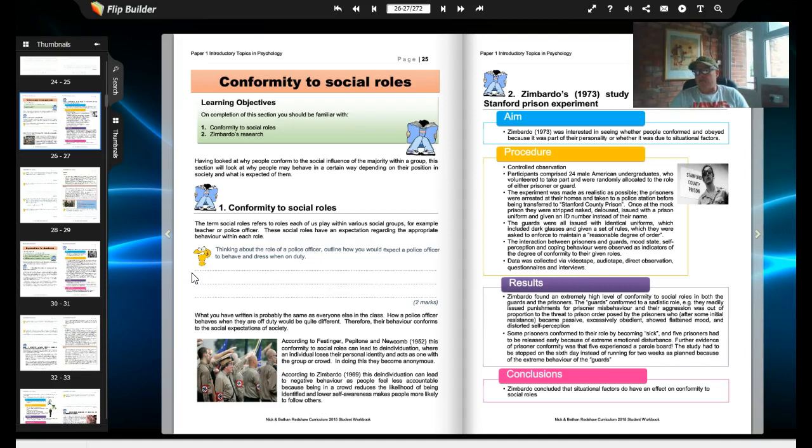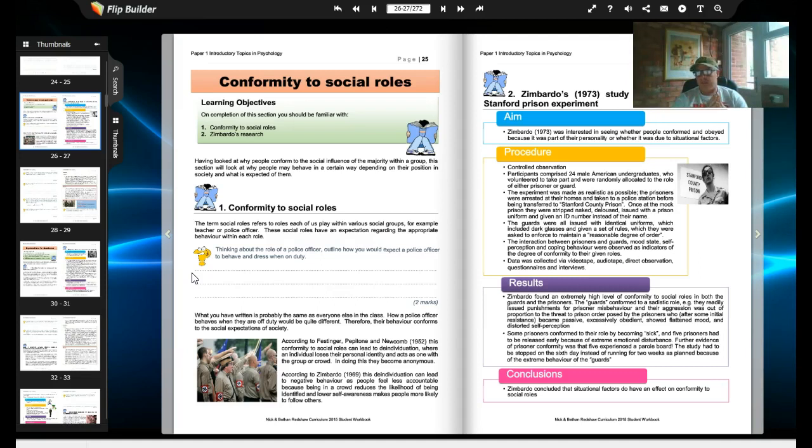So the aim of Zimbardo's research: Zimbardo was interested in seeing whether people conform and obey because it was part of their personality, or whether it was due to situational factors. Basically, Zimbardo was interested in why the Germans had done what they'd done in the Second World War. I.e., was it part of their personality? Were they born that way? Or were they conforming to the situation?